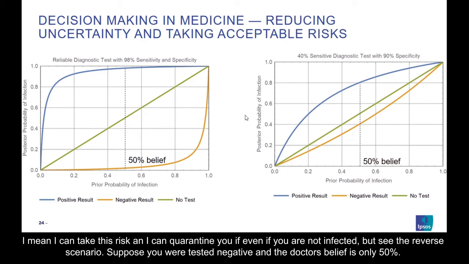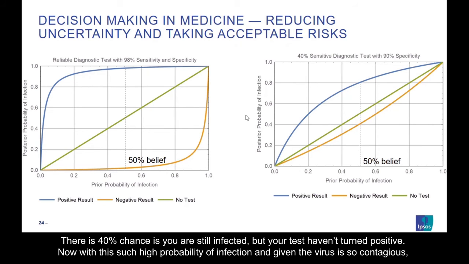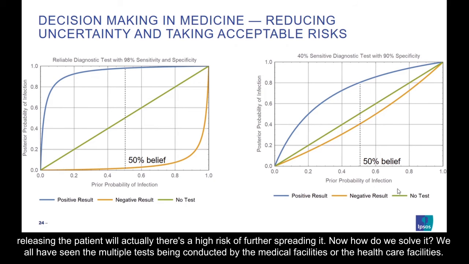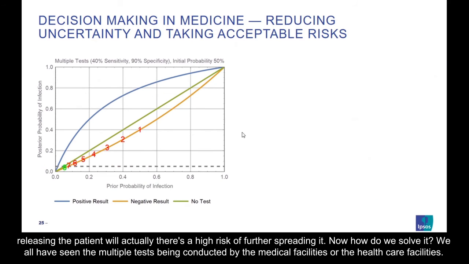But see the reverse scenario. Suppose you are tested negative and the doctor's belief is only 50%. There is a 40% chance you are still infected, but your test hasn't turned positive. Now, with such a high probability of infection, and given the virus is so contagious, releasing the patient carries a high risk of further spreading it. Now, how do we solve that?